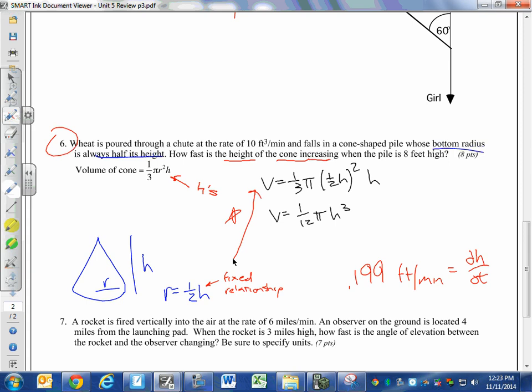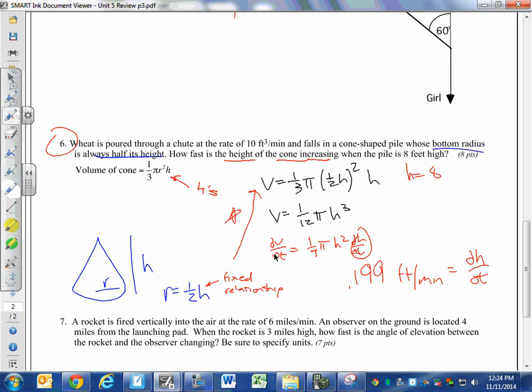Okay, so dV/dt is equal to 1/4 pi h squared dH/dt. You're trying to find dH/dt, you plug it in. H is 8, in for h, 64 divided by 4 times pi, dH/dt is equal to dV/dt, which is 10. Just a little bit of calculations from there. Okay, are we good with that one?